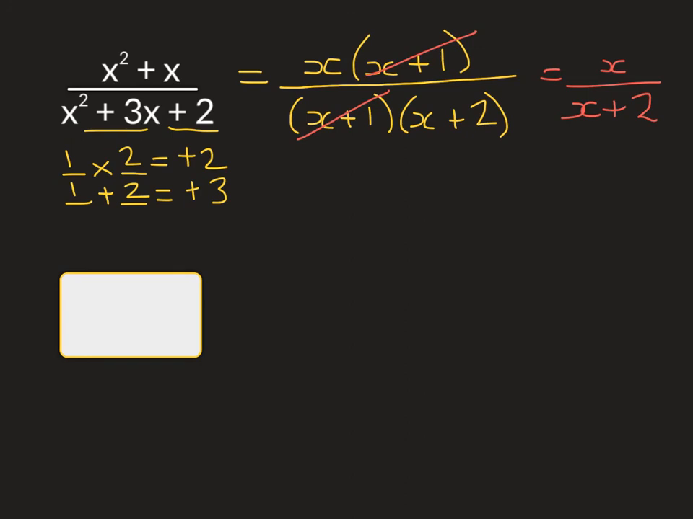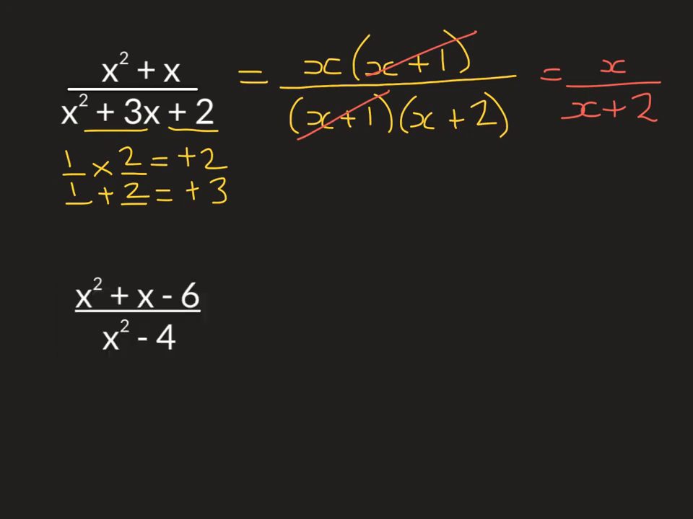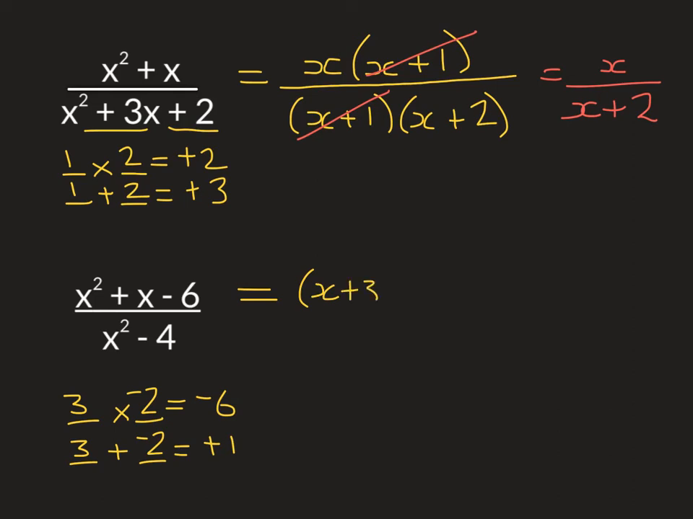Okay, pause the video and have a go at this one. All right, so same steps again. Let's factorise the top. So we're factorising a quadratic. So something times something equals minus 6, and something adds something equals plus 1, because that's the number in front of x. Well, 3 and minus 2 works by my reckoning. So the top is, you've got one bracket is x plus 3, doesn't matter which order it is. The other one is x minus 2.